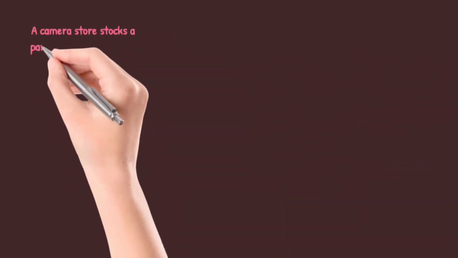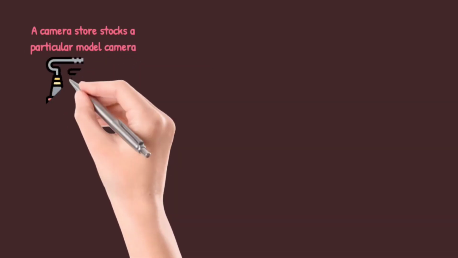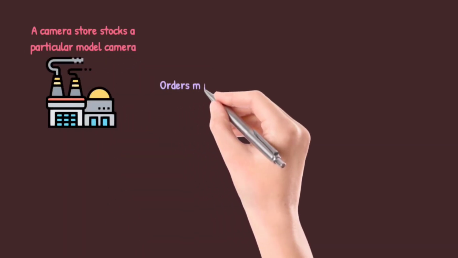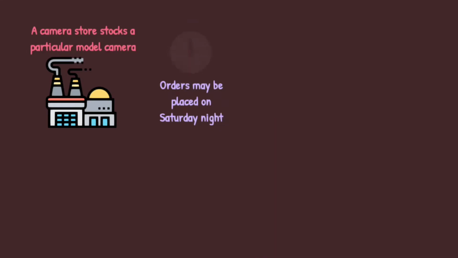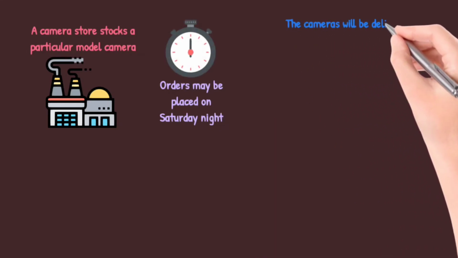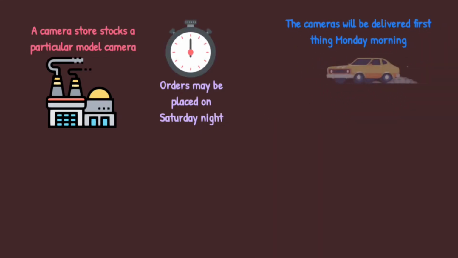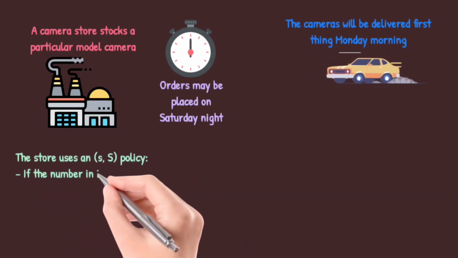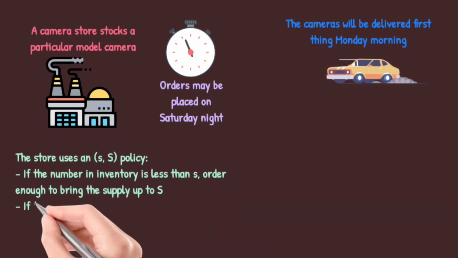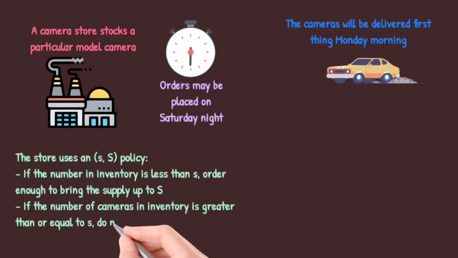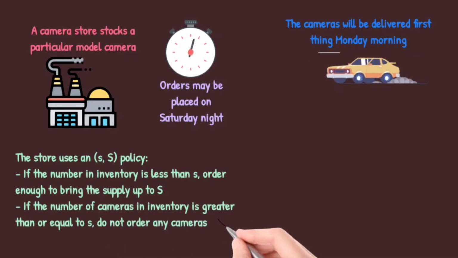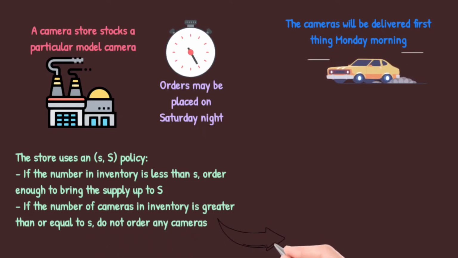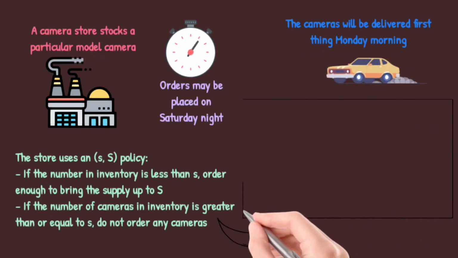A camera store stocks a particular model camera. Orders may be placed on Saturday night. The cameras will be delivered first thing Monday morning. The store uses an (s, S) policy. If the number in inventory is less than s, order enough to bring the supply up to S. If the number of cameras in inventory is greater than or equal to s, do not order any cameras.